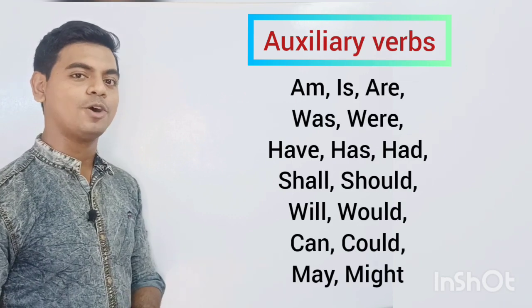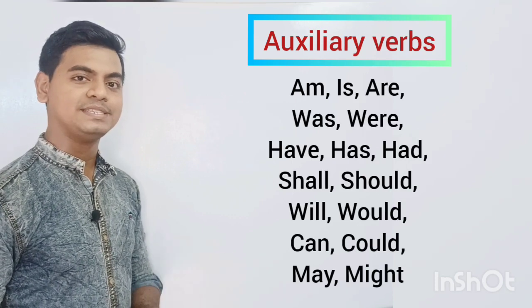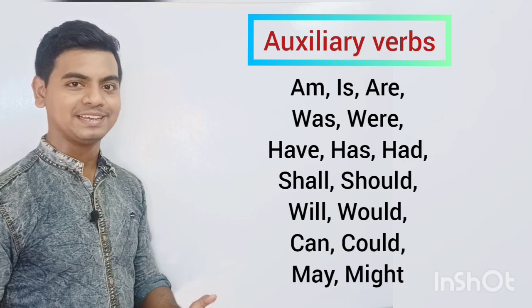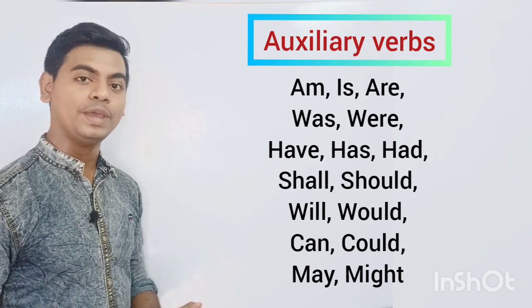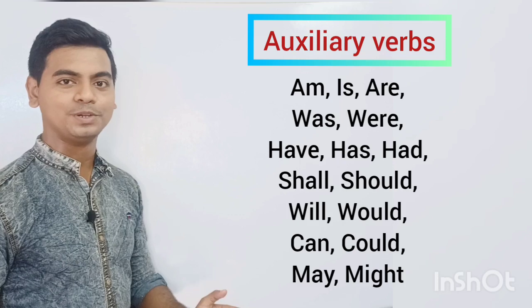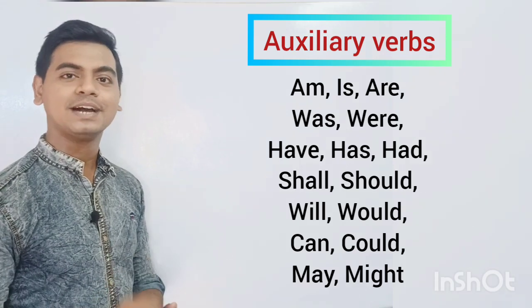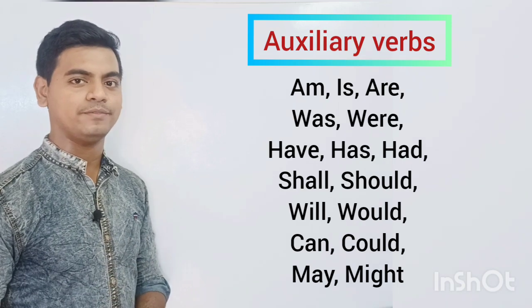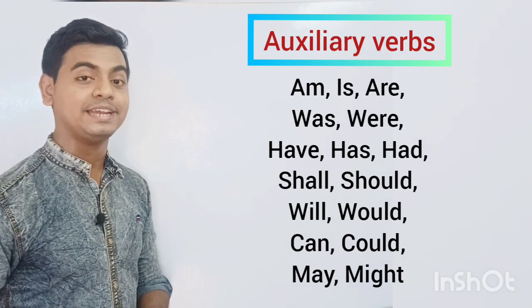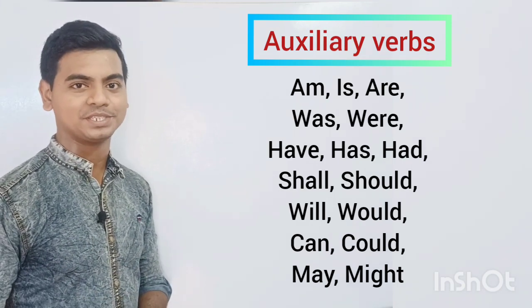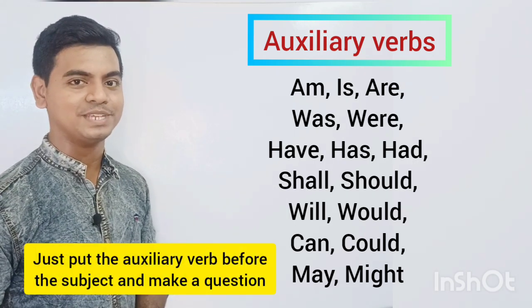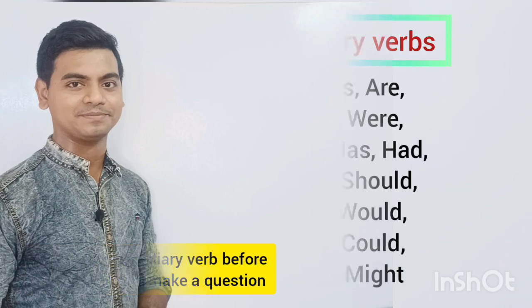So these are the auxiliary verbs. Am, is, are, was, were, have, has, had, shall, should, will, would, can, could, may, might. If you find any of the auxiliary verbs in the sentence, then it's super simple to make a question. Just put the auxiliary verb before the subject and make a question.